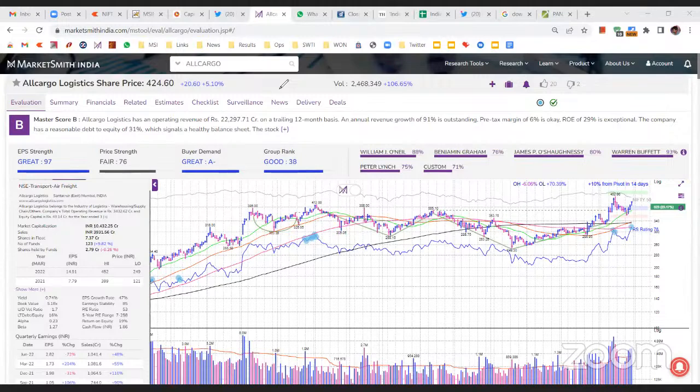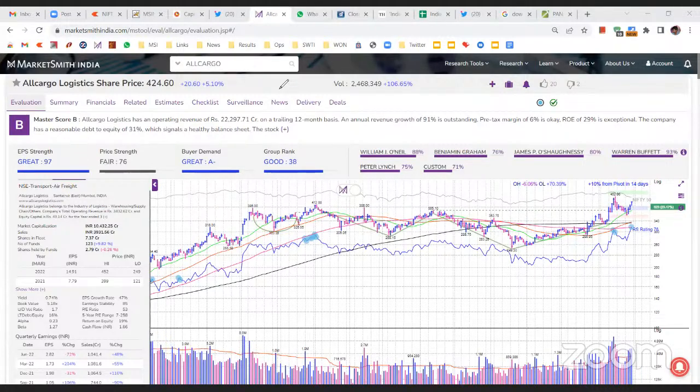But if someone is holding the stock, they can hold it at the moment and keep a very tight stop loss near the 21 DMA. So if the 21 DMA gets breached, and if the volumes are higher, one can move out of the stock.